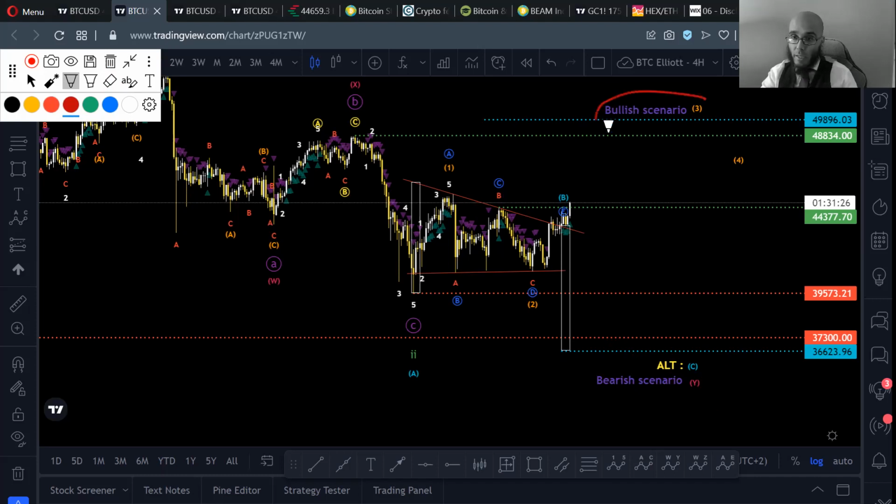Anyways, I'm much more confident now in the bullish scenario than I was yesterday, since we started the wave 3 up from here to here.